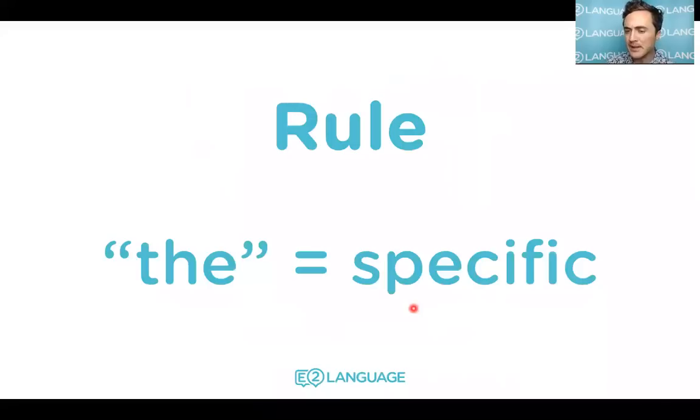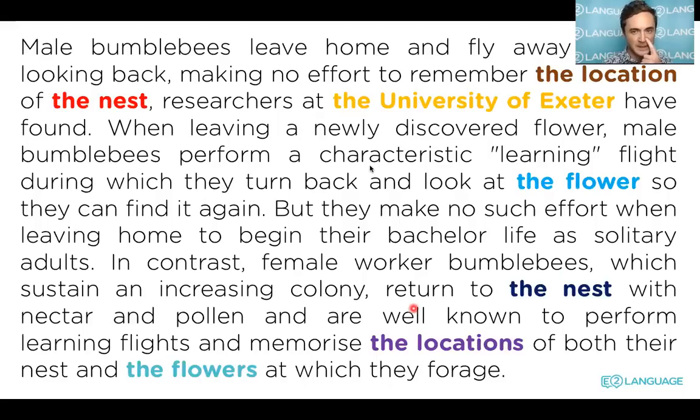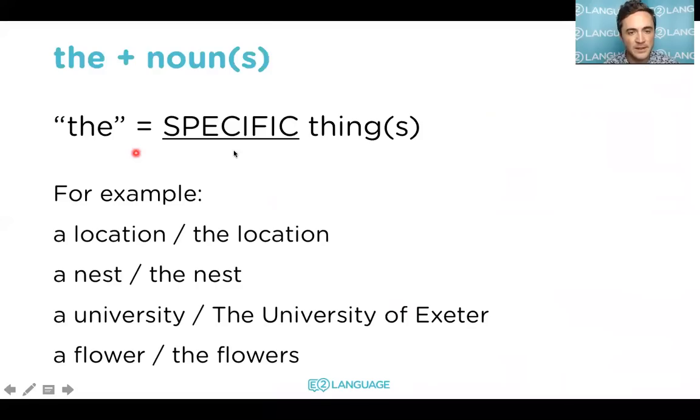Cool. Now we move to an important rule, a very important rule. The is for specific things. We use the for specific things. Let's look at our example here. The location, the nest, the University of Exeter, the flower, the nest, the locations, the flowers. The we use for a specific thing or specific things, plural.